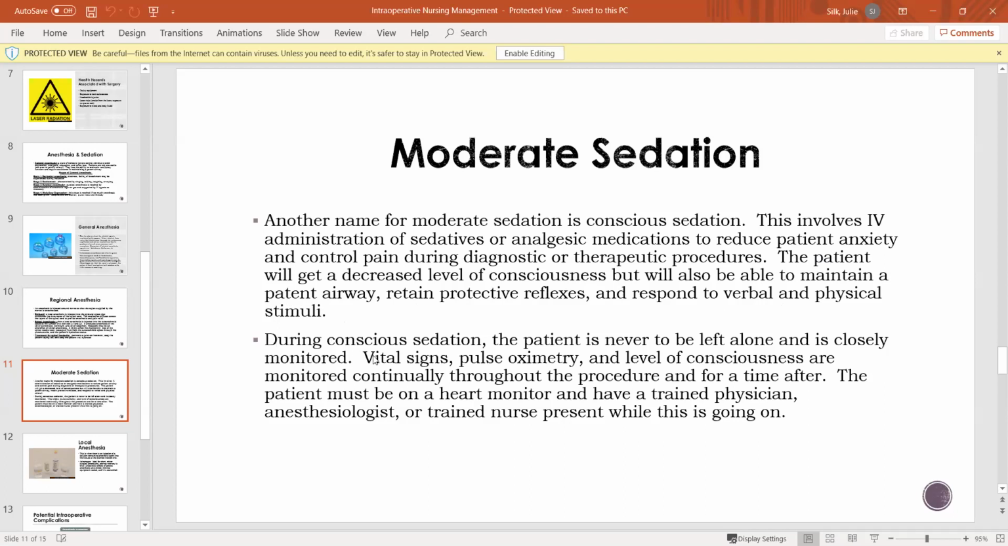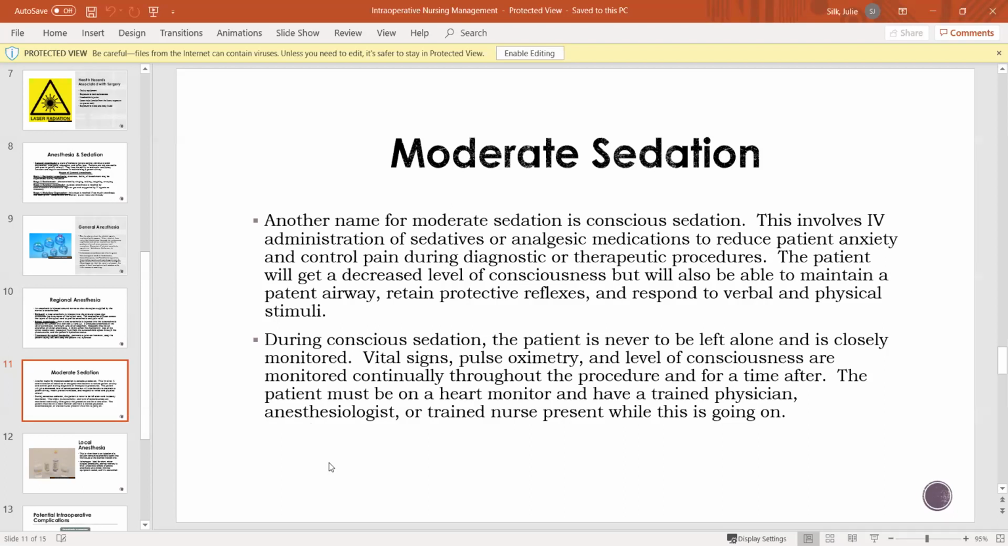So during conscious sedation, the patient is never to be left alone. This is super important and is closely monitored. Vital signs, pulse ox, level of consciousness, all are monitored. The patient must be on a heart monitor and have a trained physician, anesthesiologist, or trained nurse present while this is going on.